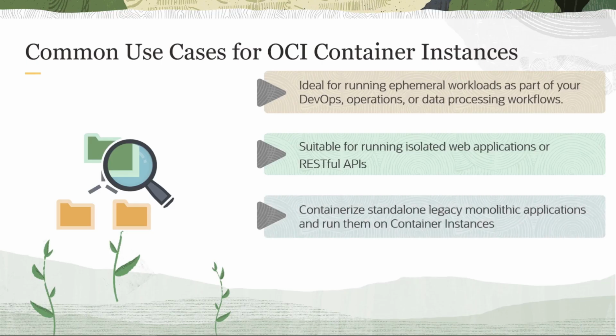Container instances can assist with migrating legacy monolithic applications to the cloud, which are typically not designed for cloud native platforms like Kubernetes. By containerizing these applications, you can run them on container instances without the operational burden of managing servers or virtual machines. Additionally, you can allocate the necessary CPU and memory resources to meet the demands of even the most resource-intensive applications.